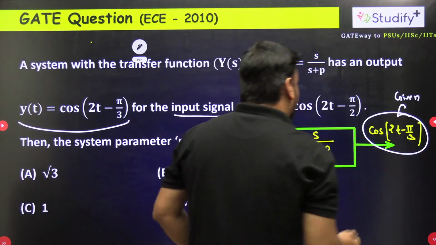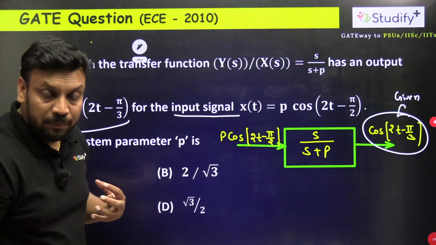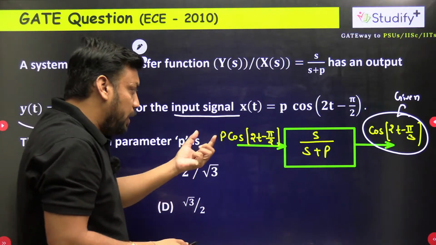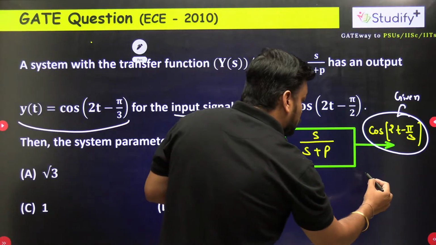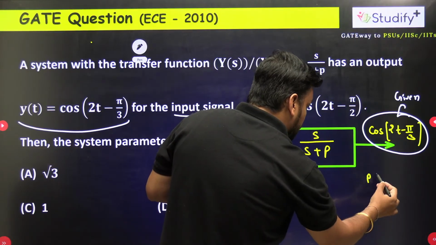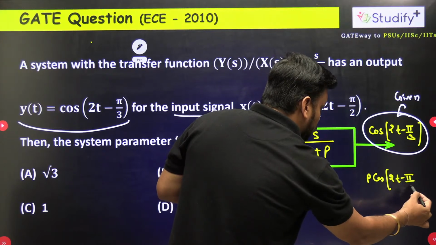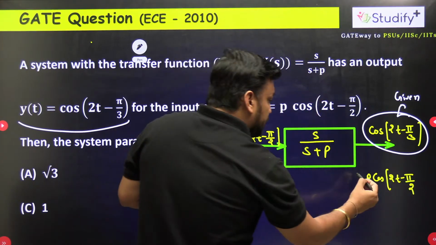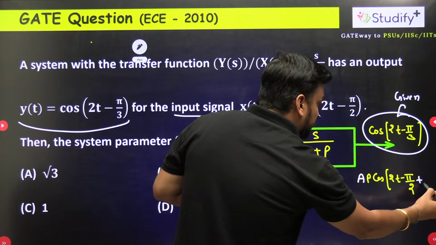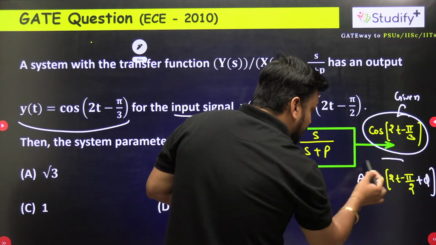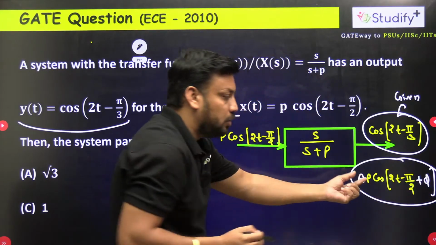And what is our output from our concept? Because we know the concept. So actually from the concept, the output should be p cos of 2t minus pi by 2, as it is. And from the concept, a comes in addition and phi comes behind. This is our output from the concept.